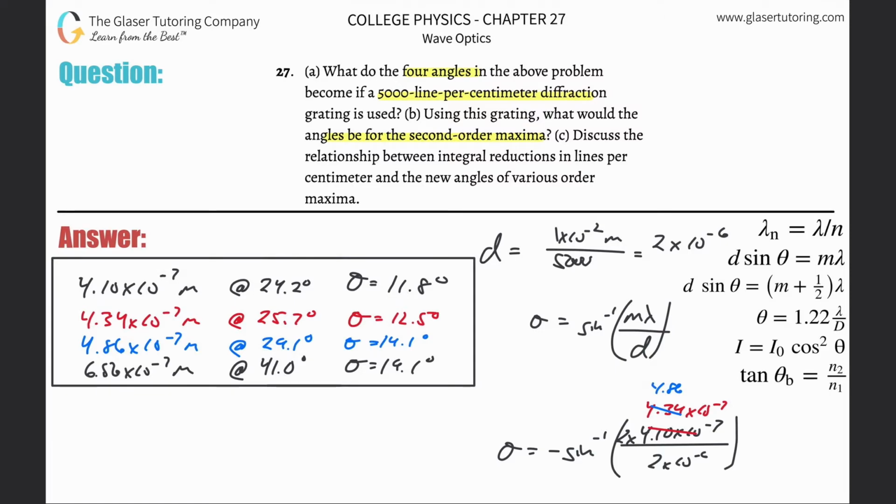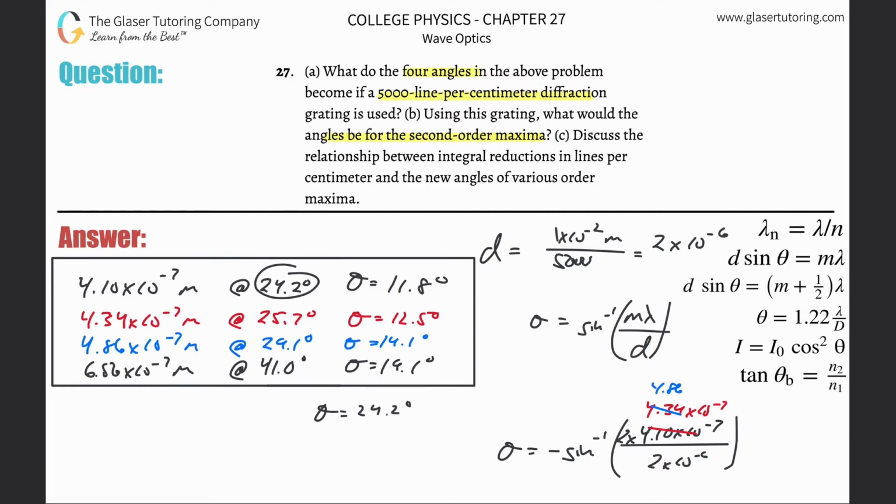Actually, could I just go back in the history? That might be a little easier. Let's go back in the history and plug in a 2 there. That didn't work as well as I wanted. Never mind. Inverse sine of 2 times 4.1 times 10 to the minus 7th divided by 2 times 10 to the minus 6th. So this is 24.2, so theta here will be equal to 24.2 degrees.